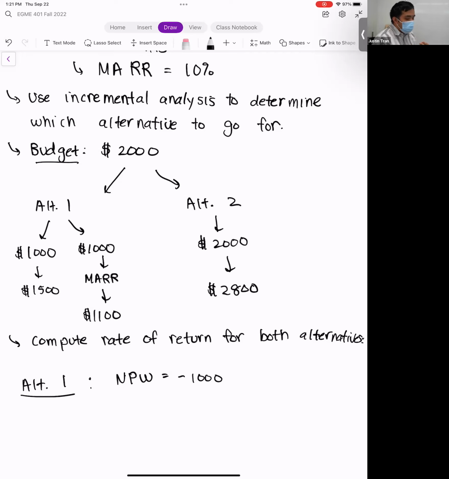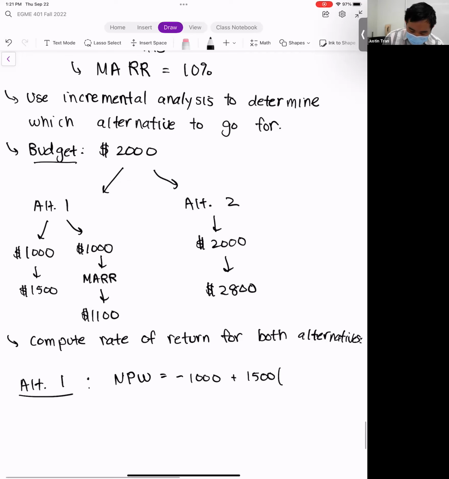And so we have a minus 1,000 plus 1,500, but that 1,500 is taking place 1 year in the future. And so the conversion we're going to do is a P over F, I, and 1. Okay. And then we're going to set that equal to 0.